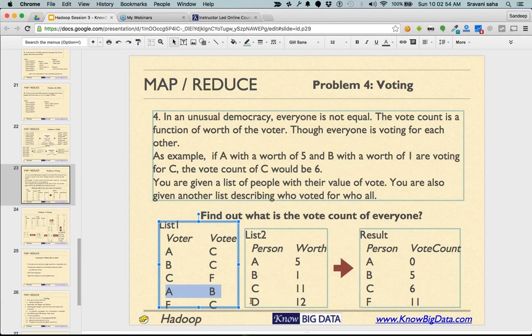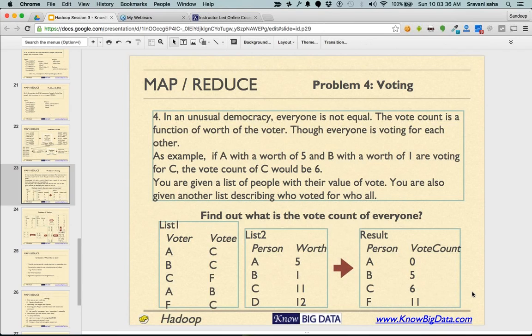Therefore, A, who is voted by nobody, gets 0 as vote count, while B was voted by A, and A's worth is 5. Therefore, B's vote count is 5. C was voted by A and B, and therefore 5 plus 1, and therefore C's vote count is 6. F has been voted by C, whose worth is 11, and therefore F's vote count is 11. So based on who voted for who, we are computing how much is the vote count by combining it with worth.